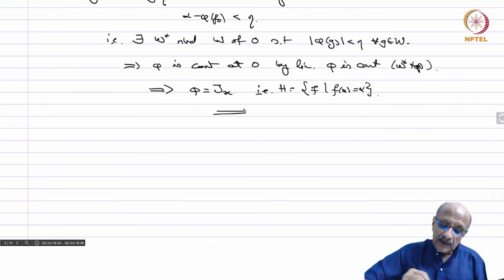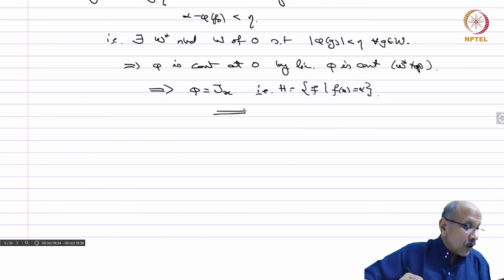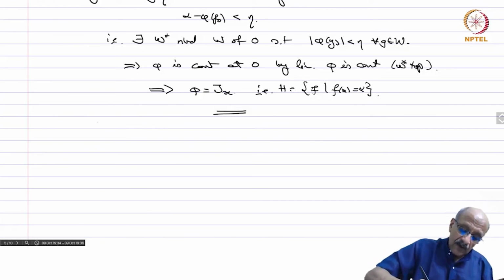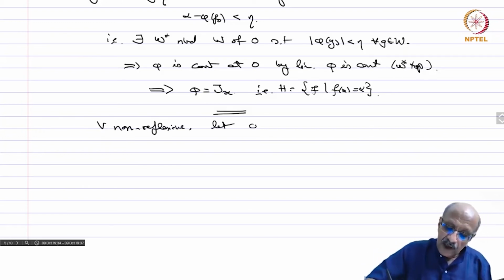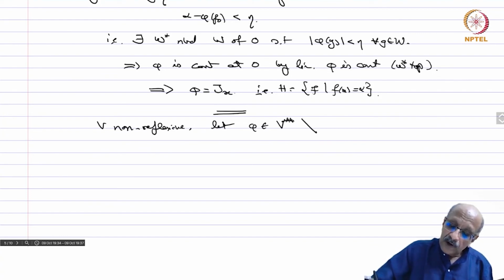So in a finite dimensional space we already observed that all the topologies coincide, norm, weak, weak star. In infinite dimensional spaces we saw the weak topology is strictly smaller than the norm topology, and if the space is reflexive, of course the weak and weak star topologies coincide. So now if you take V non-reflexive, let phi belong to V double star but not in J of V.